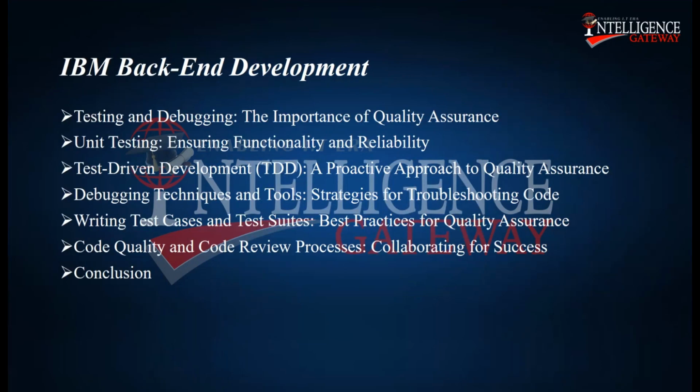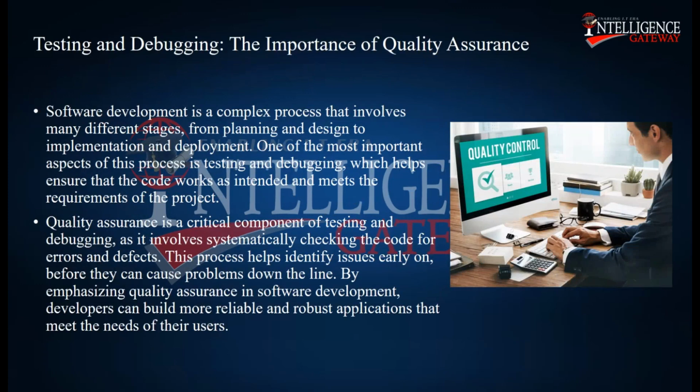IBM Back-End Development. Testing and debugging. The importance of quality assurance. Unit testing: ensuring functionality and reliability. Test-driven development (TDD), a proactive approach to quality assurance. Debugging techniques and tools. Strategies for troubleshooting code. Writing test cases and test suites. Best practices for quality assurance. Code quality and code review processes. Collaborating for success. Conclusion.